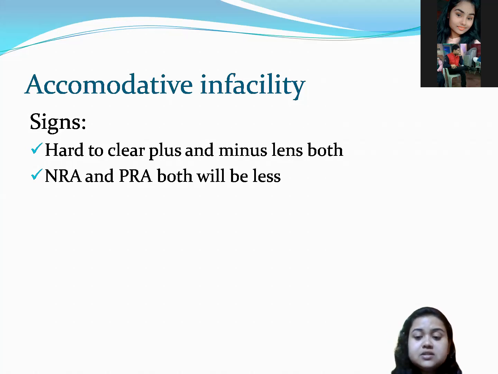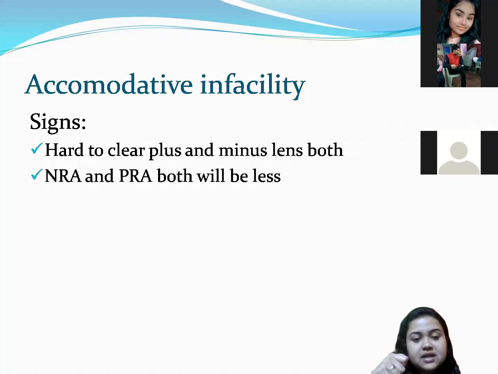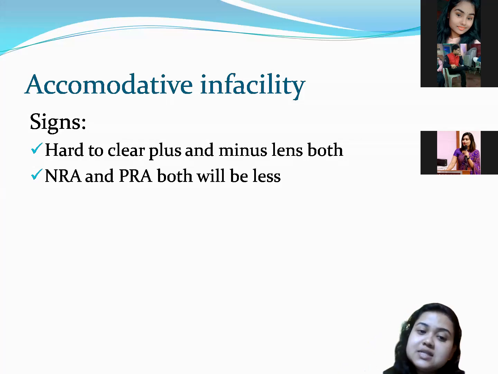Okay. Patient will see that target, and when you put that accommodative flipper in front of his eyes, he will find it blurred. Once he finds it blur, he has to make it clear by blinking. Once he can make it clear, again you will flip it. So in case of accommodative infacility, what is the thing? You will find that the patient finds it hard to clear both the plus and minus lenses. That will be his problem.